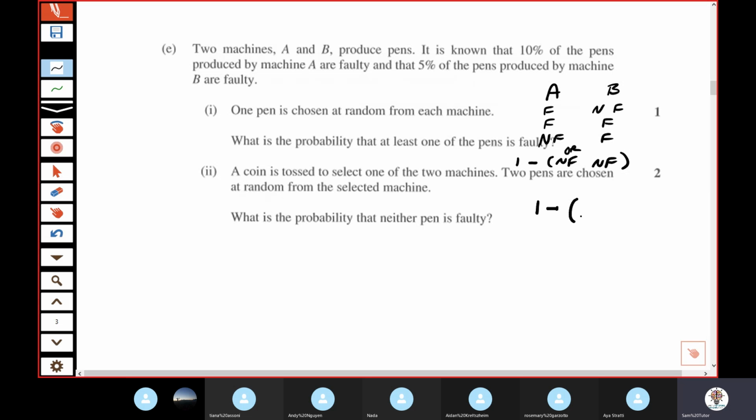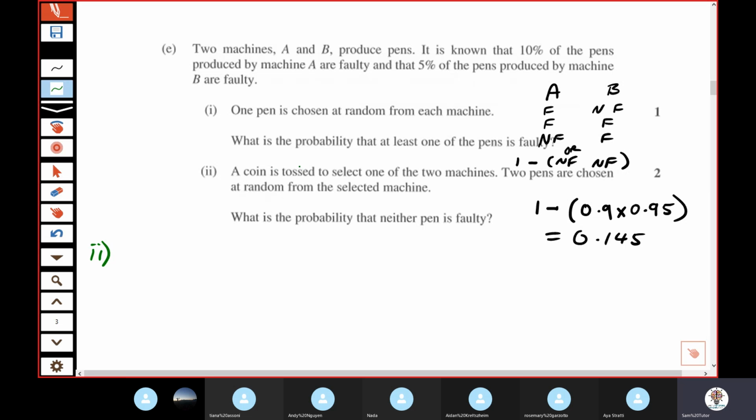So it would be 1 minus not faulty for machine A. Machine A not to be faulty is 0.9, times machine B to not be faulty, 0.95. So that's 0.145. Okay, we're right with that.